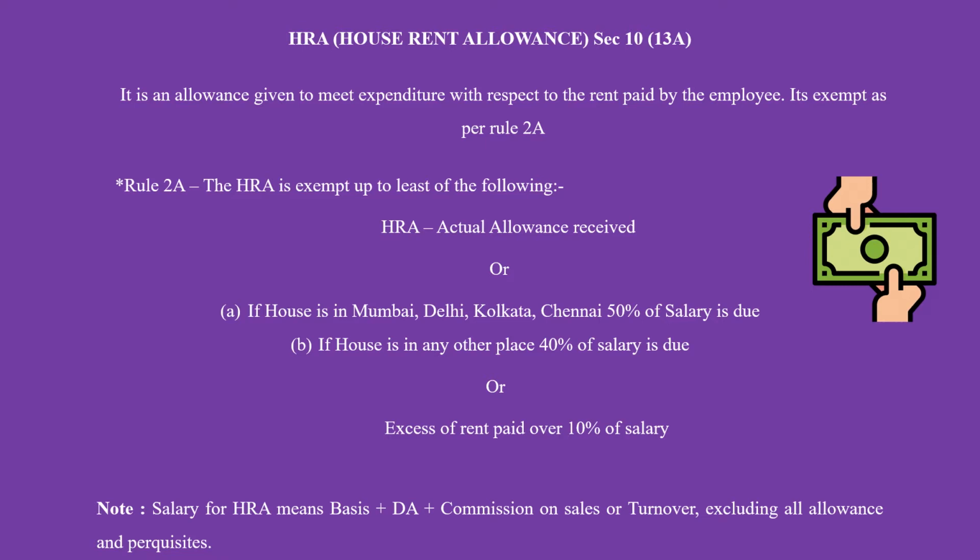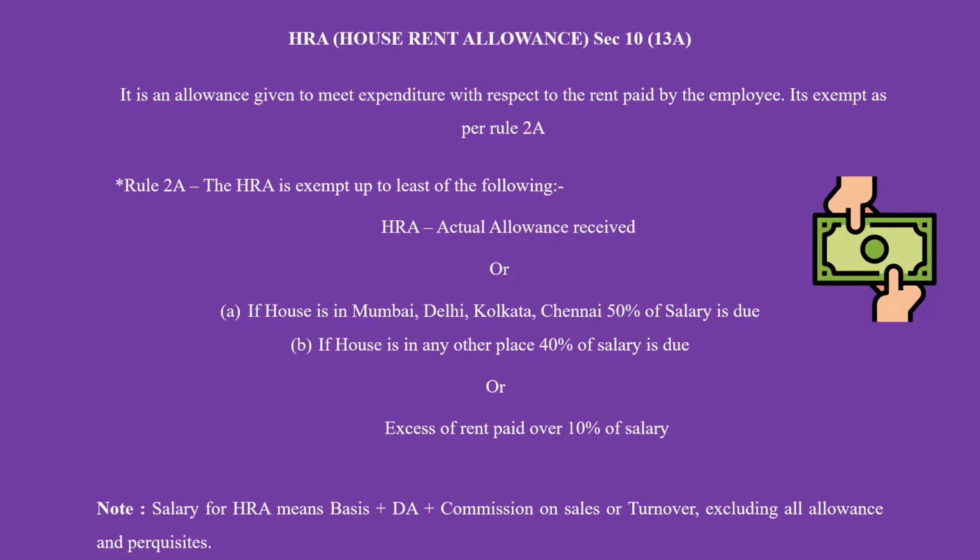The second case is, if the house that he is living in is in Mumbai, Delhi, Calcutta or Chennai, 50% of the salary is going to be exempt from tax. Or if he is living in any other place other than these four, then 40% of salary is going to be exempted from tax. The third case is the excess of rent paid over 10% of salary. That means however much rent you are paying for that year minus 10% of salary received by the person will be exempted from tax. So out of these three conditions, whichever is the lowest will be exempted from tax.